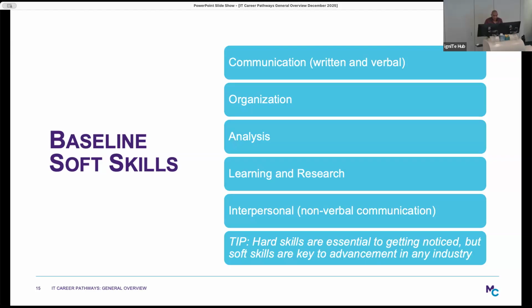Organization skills. In most jobs in IT, you're going to be dealing with 5, 6, 7 fires at the same time. You need to be able to organize yourself. What is more important? What do I need to take care of first? What can go to the end of the line? But I cannot lose sight of that. Analysis. Analysis is a term that means I'm looking at the situation and I need to find either causes, effects, recommendations. Okay? Learning and research.